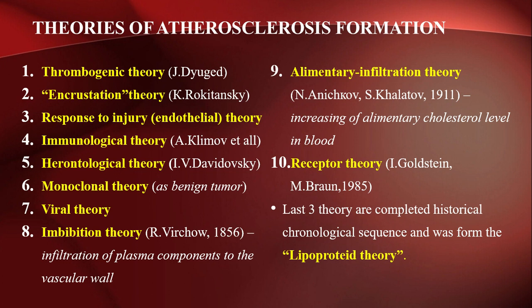There are some theories of atherosclerosis formation. First, the thrombogenic theory by Duguid, encrustation theory by Rokitansky, response to injury of the endothelial cell theory, immunological theory, gerontological theory, monoclonal theory, viral theory, and inhibition theory offered by Virchow. It means infiltration of plasma components into the vascular wall. Alimentary infiltration theory by Anitschkow and Chalatow, increasing alimentary cholesterol level in blood, receptor theory. The last three theories completed the historical chronological sequence and formed the lipoprotein theory.